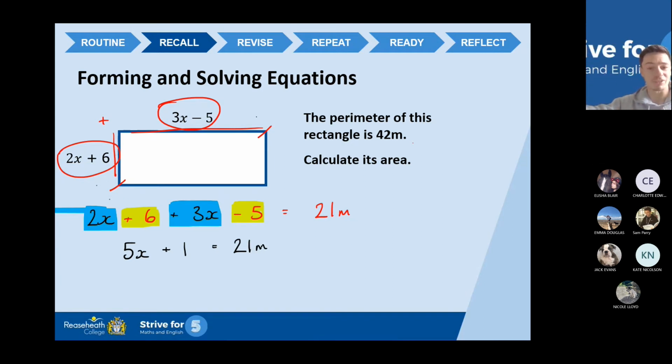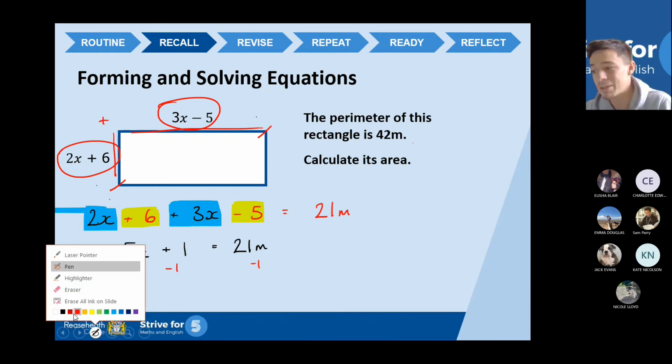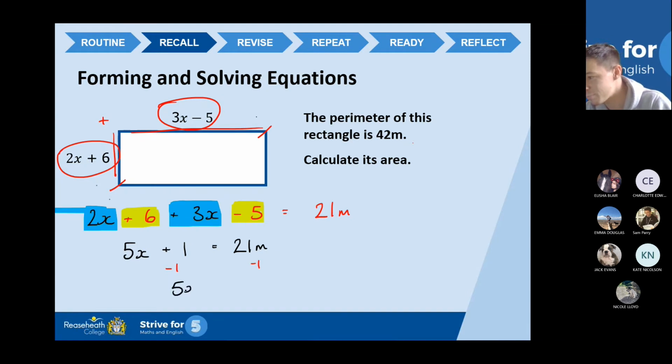Whoa! We've formed an equation we can solve. Excellent, Nicole. So how do I solve it? Well, I need to subtract 1 from both sides. That's step 1. Get rid of the plus 1 by taking it away. That leaves me with 5x equals 20. What do I do after that, guys? Divide. Excellent. I divide by 5 because x is being multiplied by 5 on the left. That leaves me with x by itself. 20 divided by 5 is 4 meters.